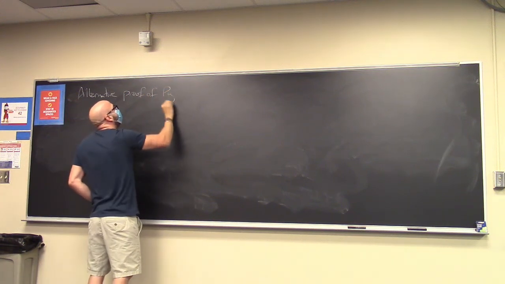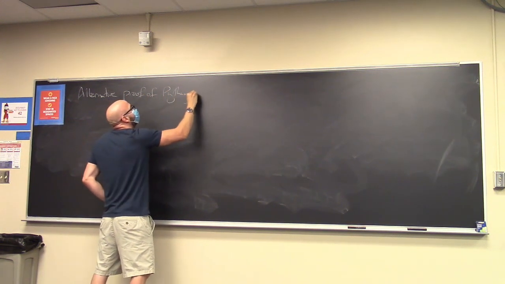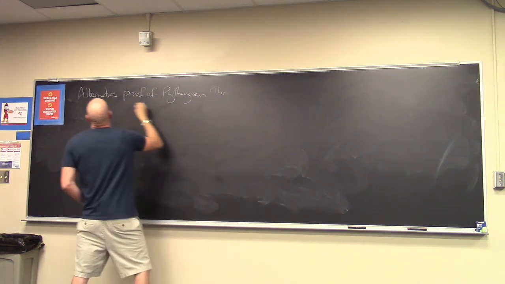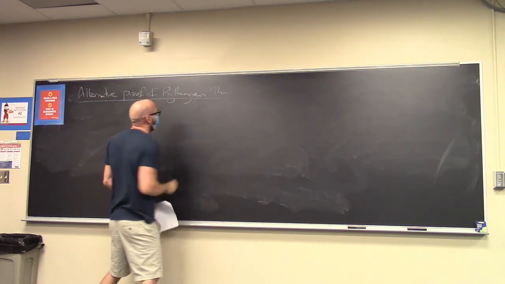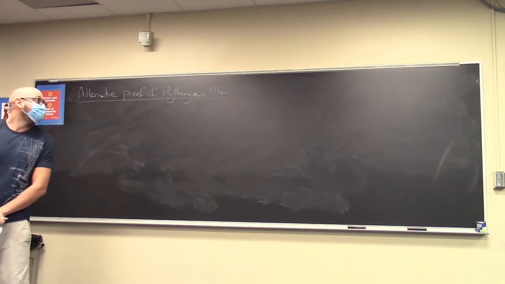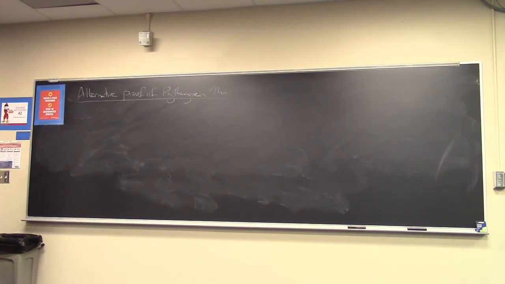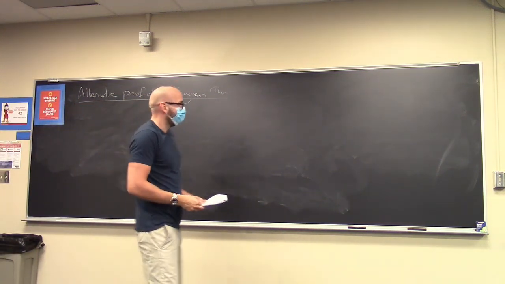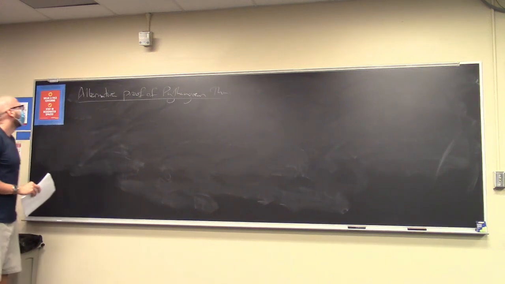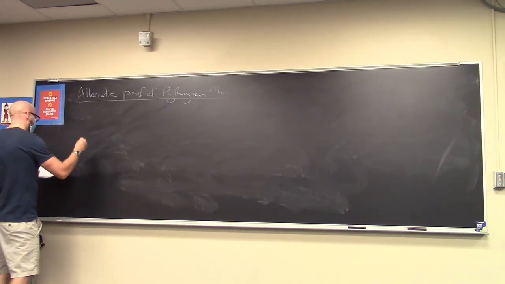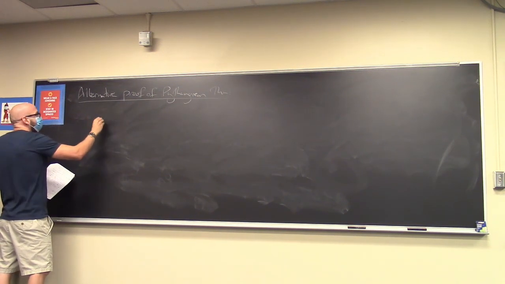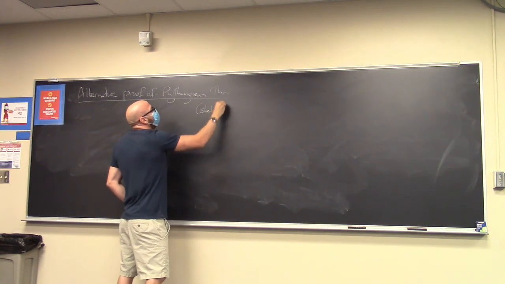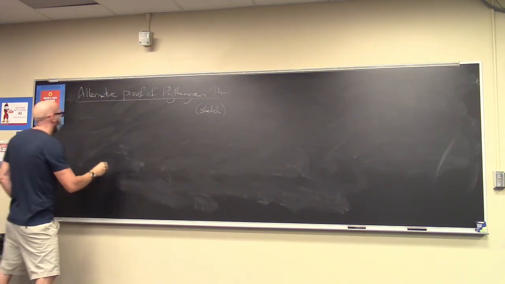Alternative proof of the Pythagorean theorem. The one we talked about last time, the so-called rearrangement proof, the Pythagoreans almost certainly knew that one. I don't know if they would have known this one, but again, we'll sketch it. I won't write out all the details. Just a really quick sketch.